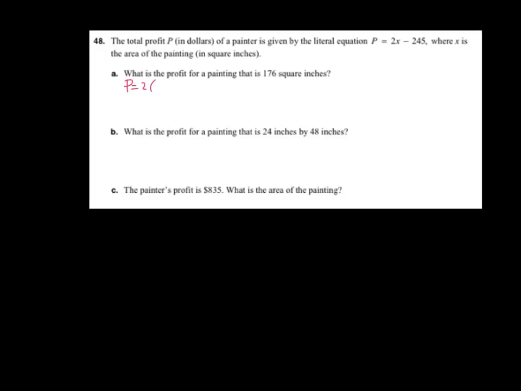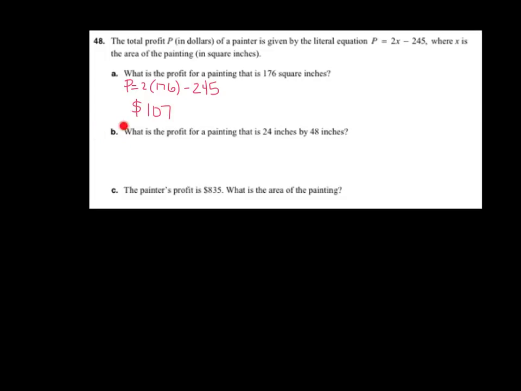So we have P equals 2 times 176 minus 245. The key here is making sure that you're paying attention to what each variable stands for so that you're plugging in the right place. Okay, so if you do that math, 2 times 176 minus 245, you find out that the profit should be $107.